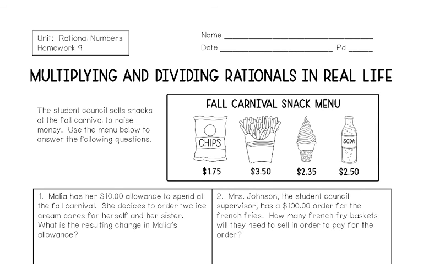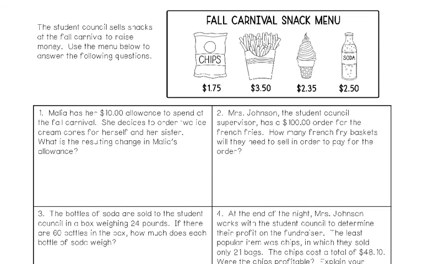You're multiplying and dividing rationals in real life. It says the student council sells snacks at the fall carnival to raise money. Use the menu below to answer the following question. So this is the menu over here. And what you're going to do is think of yourself like you're a member of the student council and you're trying to fundraise for this fall festival. So these are the prices of each item at the festival or the carnival.